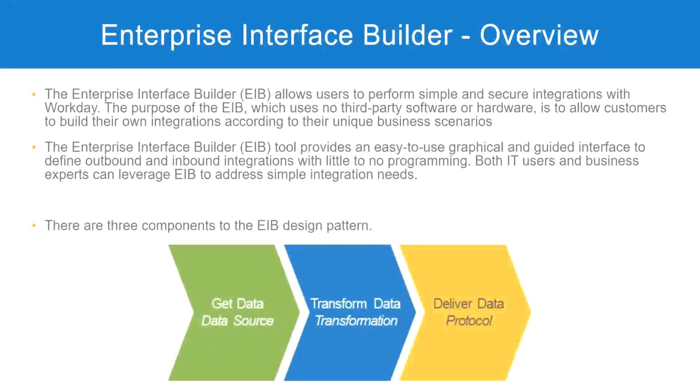Okay. These are the 3 components in an EIB design pattern. So what we are going to do is we are going to configure these 3 steps. Get data. Where are we going to get the data from? That is something we have to configure. Do we need transformation? If yes, configure that. If no, leave it blank. And then deliver the data. How are we going to send the data to an external system? So we have to configure that as well. So once we do these 3 steps, our EIB is ready. We are going to start exchanging information from Workday with an external system.